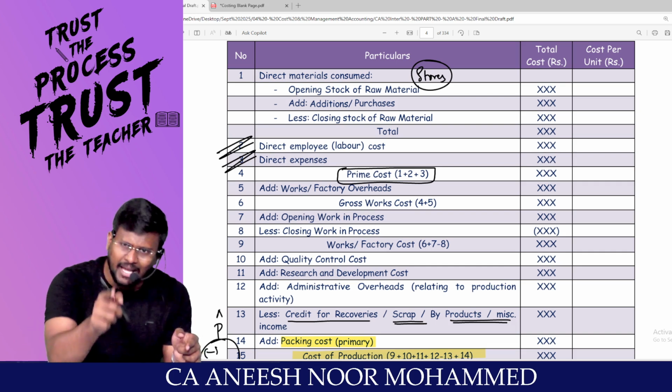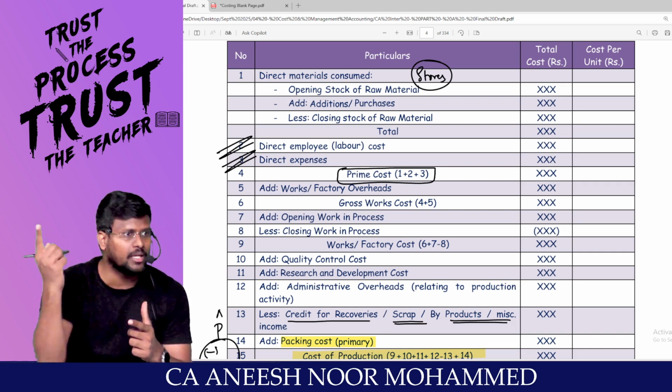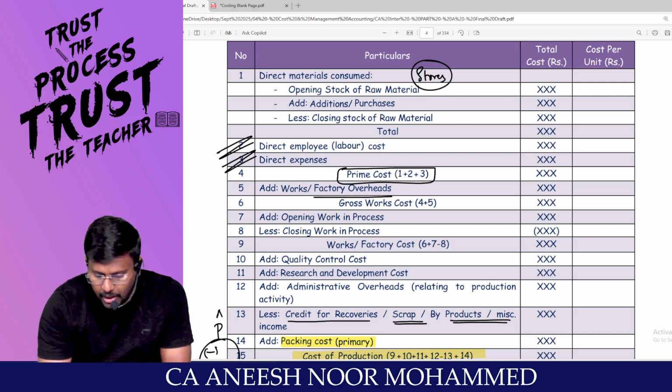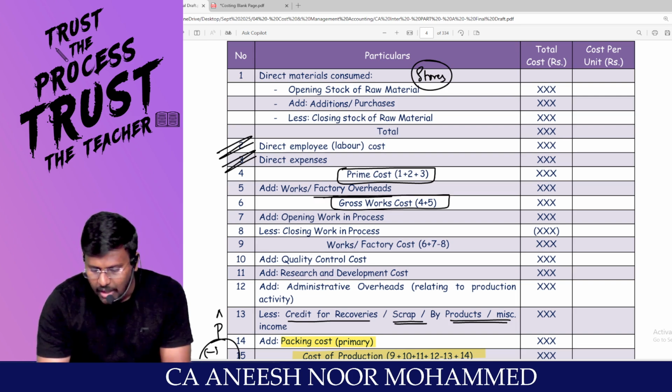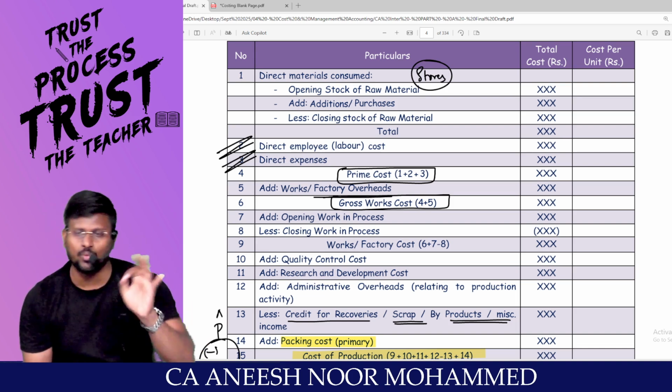To the work area, I have to pay rent. To the work area, I have to incur EB. Correct? That is called factory overhead. I will get the factory cost, gross factory cost or gross works cost.